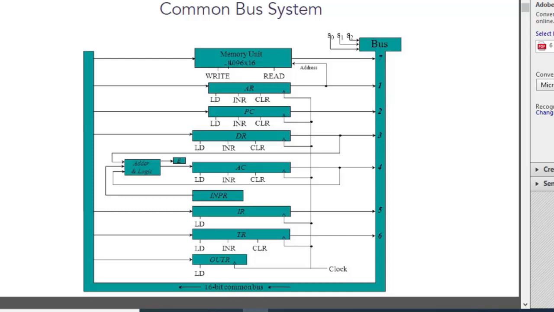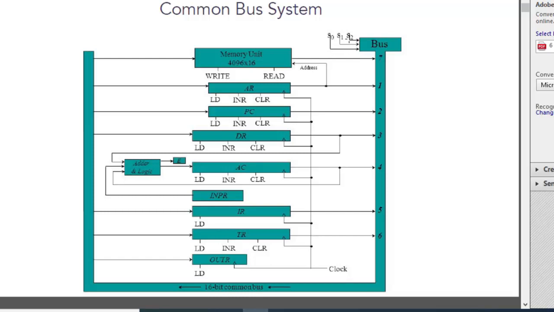In the memory unit it is written 4096 cross 16. That means in the memory unit there are a total of 4096 memory locations, and each memory location consists of a 16-bit instruction. That's why it's written here 4096 cross 16. Here you can see that the memory unit is capable of performing write operation and read operation.